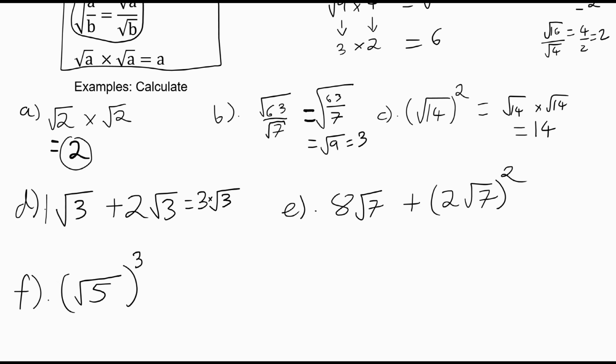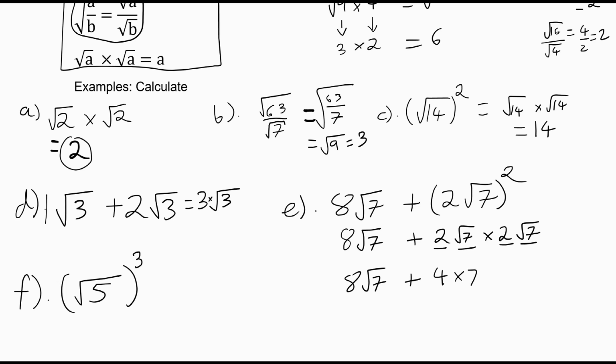For e, I want to simplify as far as I can go. I've got 8 root 7 plus 2 root 7 times 2 root 7, which gives me 8 root 7 plus 2 times 2 is 4. And then by the third law, or third rule of surds, root 7 times root 7 is 7. So I just have 8 root 7 plus 4 times 7, which is 28. And we can't actually simplify that any further.